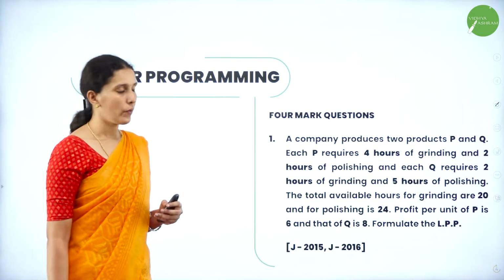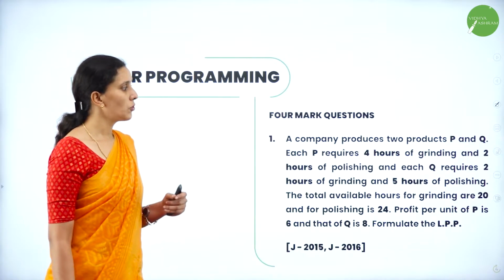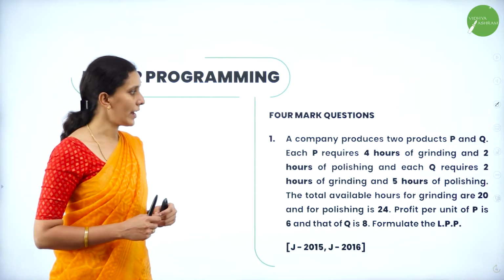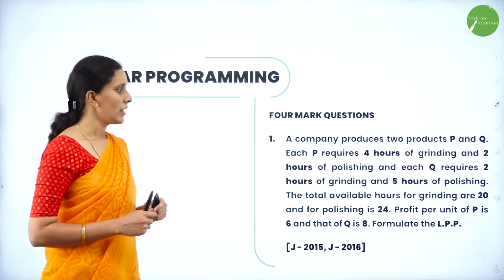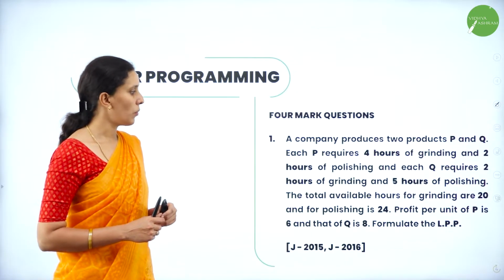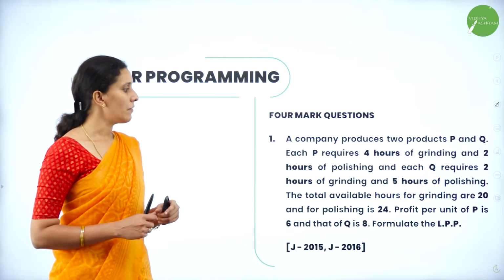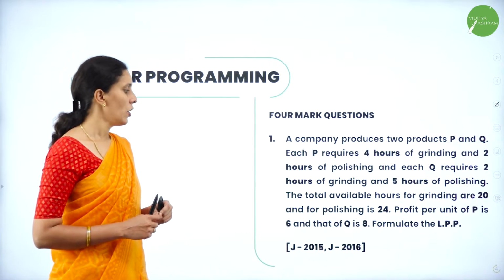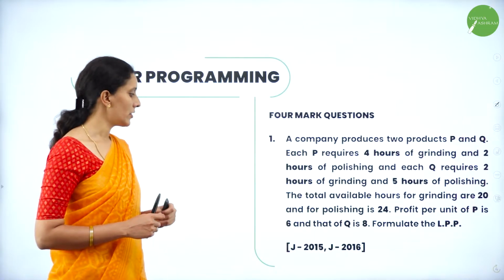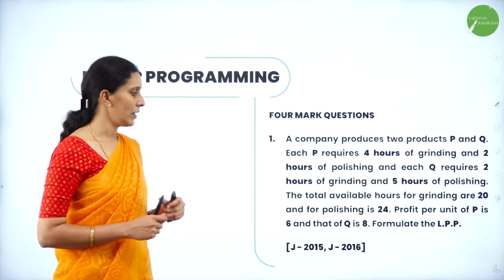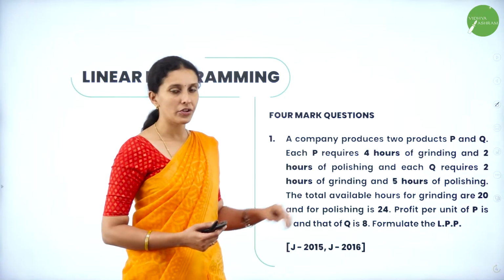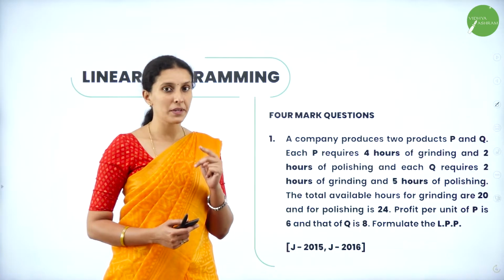So here is a 4-mark question. A company produces 2 products P and Q. Each P requires 4 hours of grinding and 2 hours of polishing, and each Q requires 2 hours of grinding and 5 hours of polishing. The total available hours for grinding are 20, for polishing is 24. Profit per unit of P is 6 and that of Q is 8. Formulate the LPP. Here a company is manufacturing 2 types of product, P and Q.